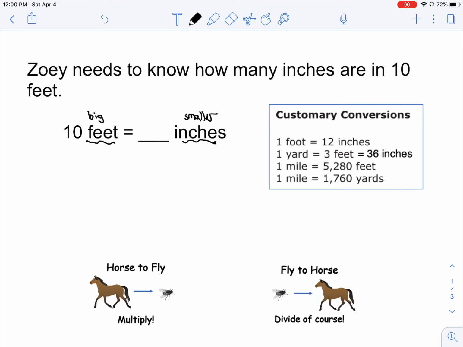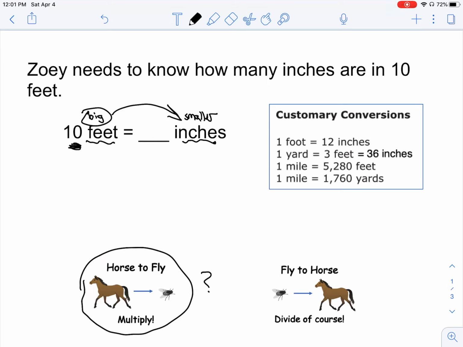So, is that a horse to fly situation, or is it a fly to horse situation? Oops, that's supposed to be a question mark. If we have 10 feet, that means we're starting with a big unit and we are moving to a smaller unit. So in this case, that is a horse to fly situation. We're going to need to multiply.